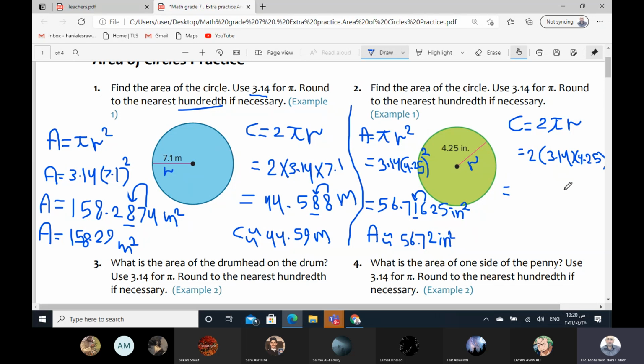So we can calculate now 2 times 3.14 times 4.25. So the answer will be 26.69 inch.